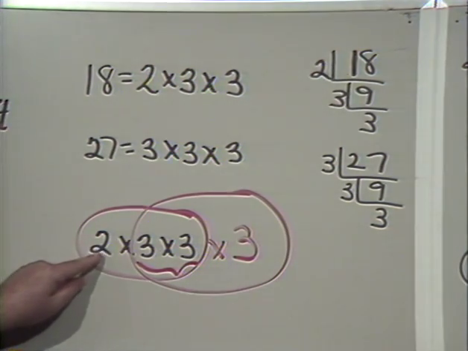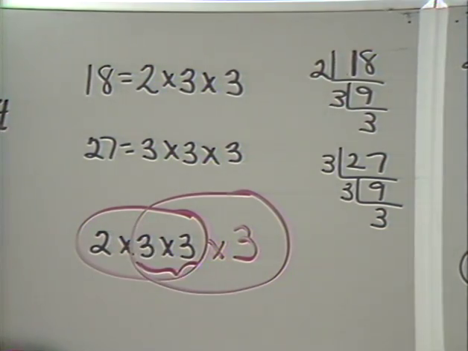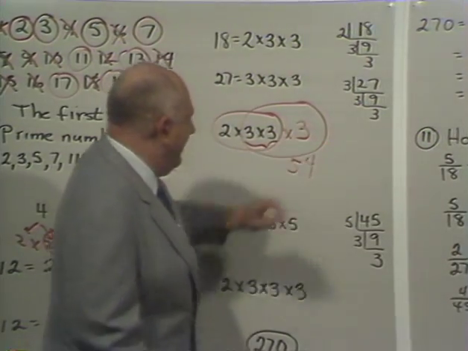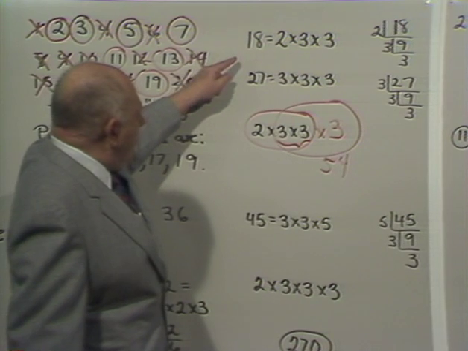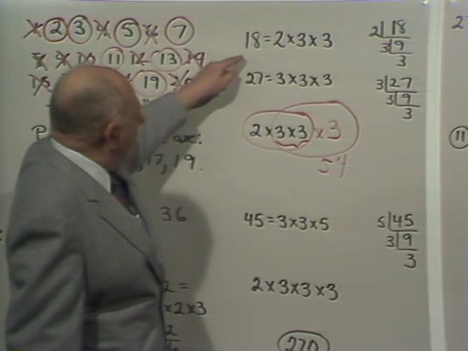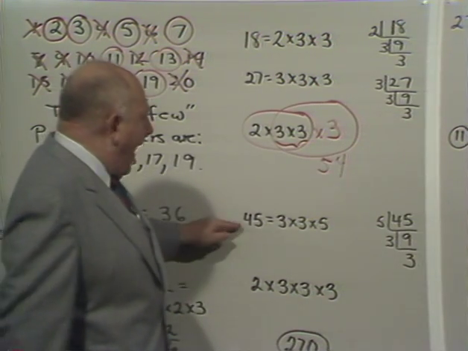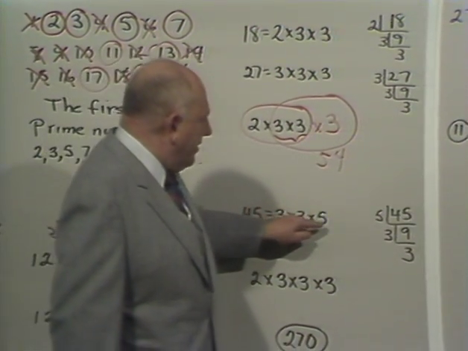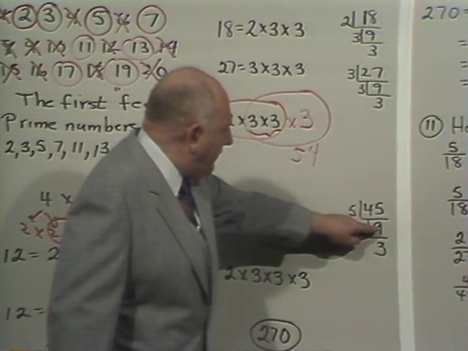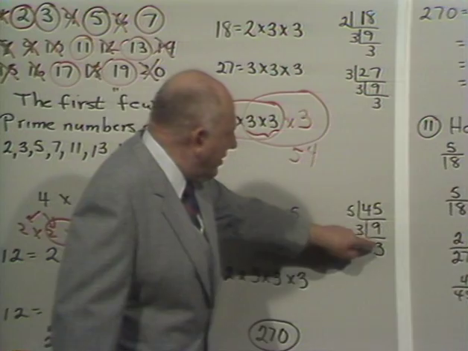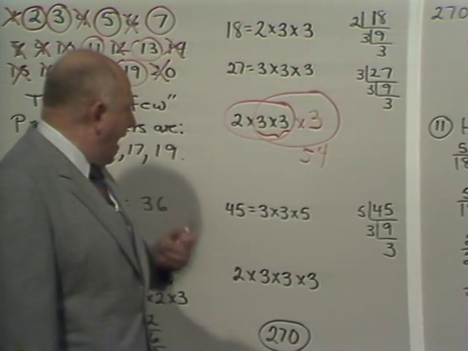What do I have altogether? 2 times 3 is 6. 6 times 3 is 18. 18 times 3 is 54. That's the number I was looking for before. Suppose somebody said to me, hey, what's the least common multiple of 18, 27, and 45? See, I break 45 down into prime factors. See, if a number ends in a 5, it's divisible by 5. 5 goes into 45 9 times. 3 goes into 9 3 times. So 45 is 3 times 3 times 5.